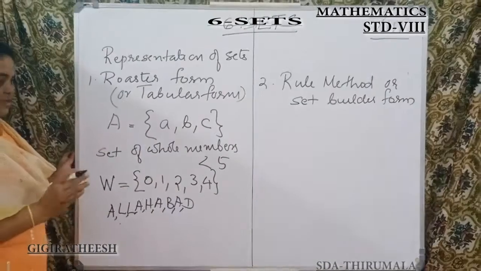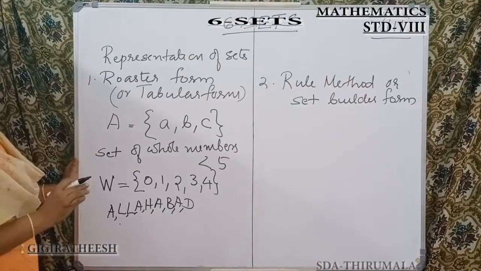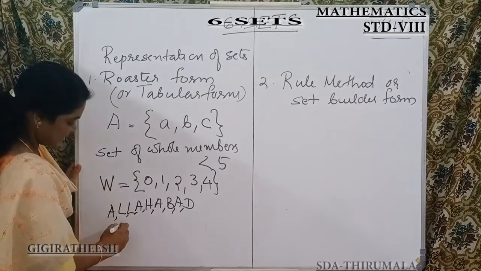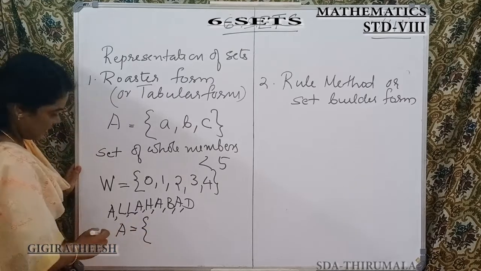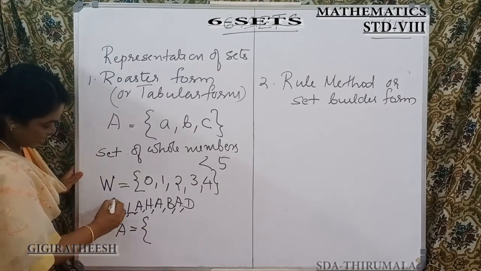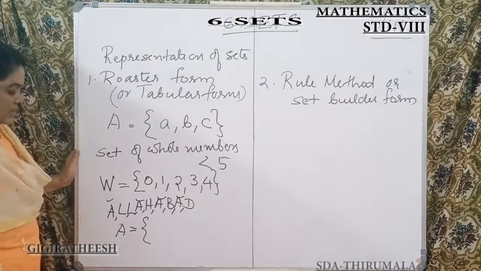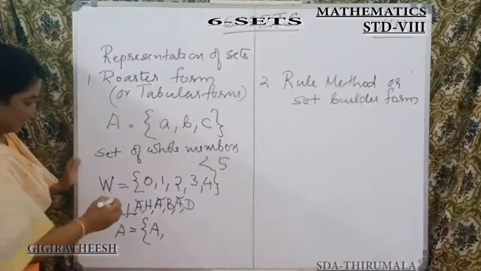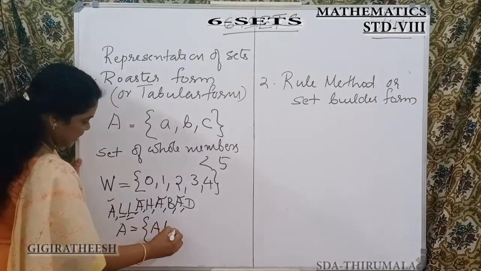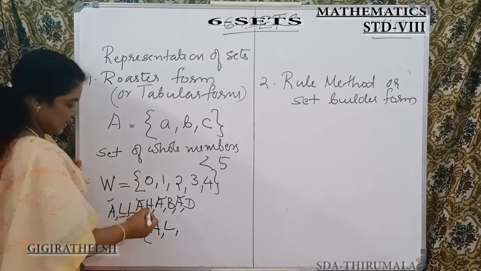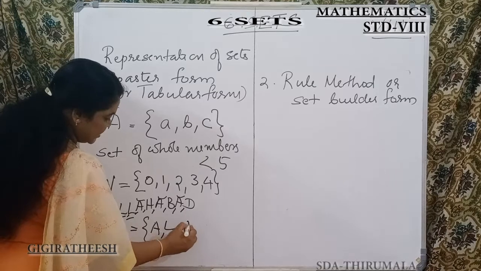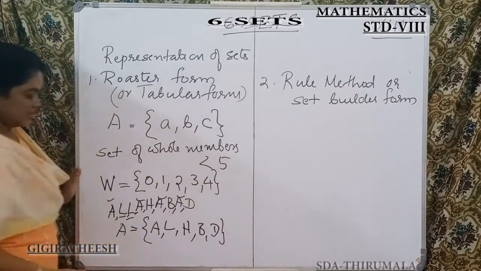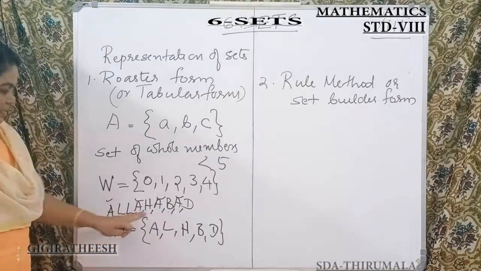We know that in a roster form, the elements of a set are not repeated. Here we can write A equals, how many A's are here? 1, 2, 3, 4 A's are here, so we write only one A. A is common. For the 2 L's, we take 1 L, then comma, H is here, B is here, and also D, and closing the brackets. These are the elements in the name Allahabad.